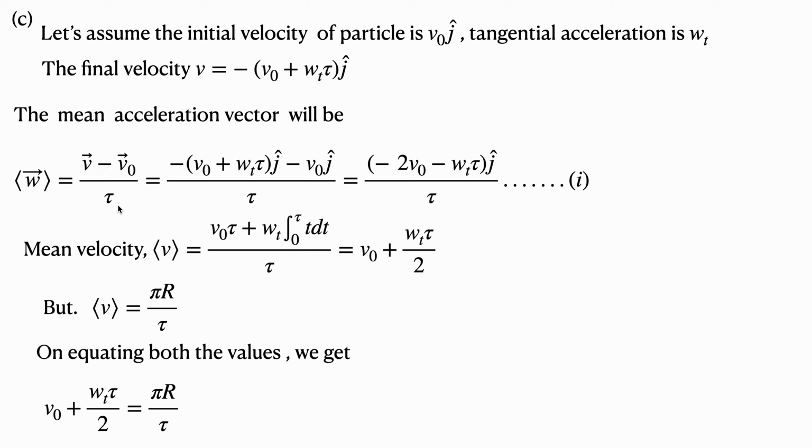The mean acceleration vector will be w average equals final velocity minus initial velocity divided by the total time duration τ, which will be equal to minus (v₀ plus wτ τ) j cap minus v₀ j cap divided by τ, which will be equal to minus (2v₀ plus wτ τ) j cap divided by τ. Let's call this equation 1.